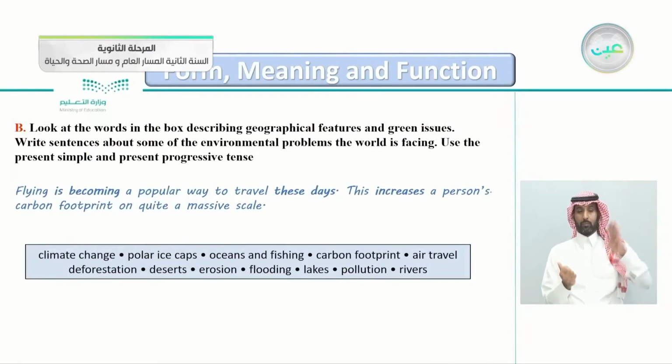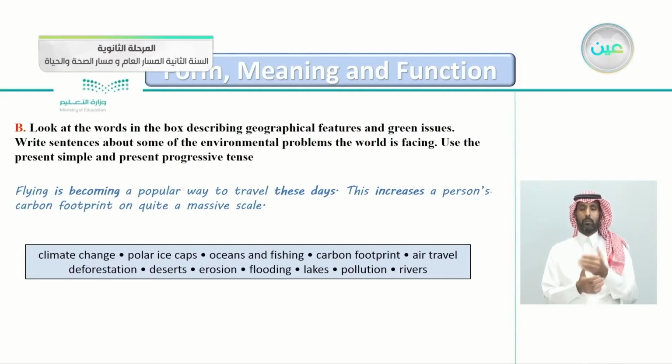Exercise B, look at the words in the box describing geographical features and green issues. Write sentences about some of the environmental problems the world is facing. Use the present simple and the present progressive tense. Here's an already done example for you. Flying is becoming a popular way to travel these days. This increases a person's carbon footprint on quite a massive scale. So flying is becoming, this is the progressive here, a popular way to travel these days. This, of course, is a time expression. This increases, this is a fact here, this is the simple present, a person's carbon footprint on quite a massive scale.